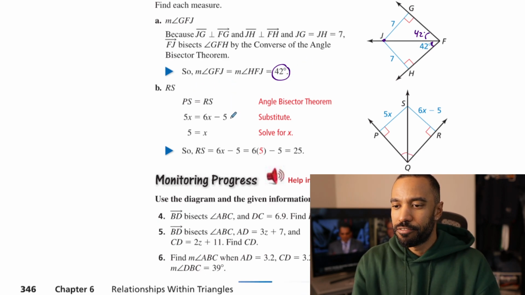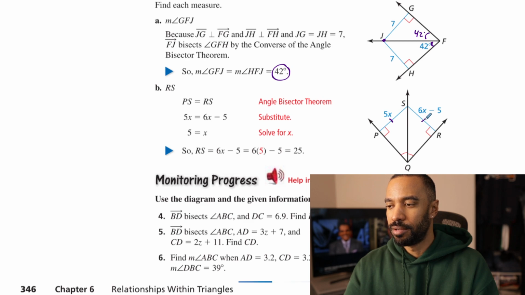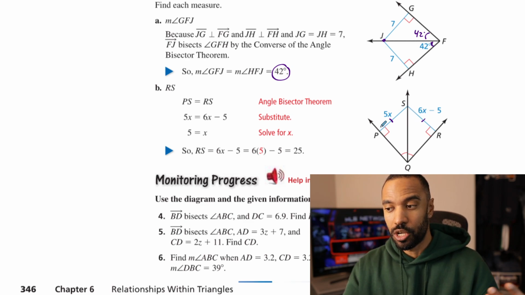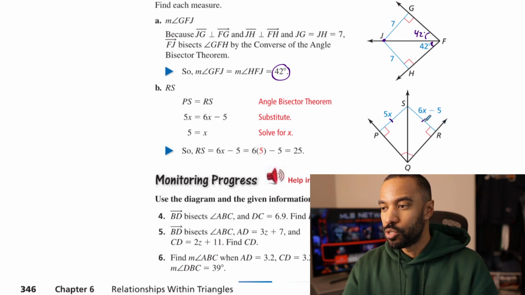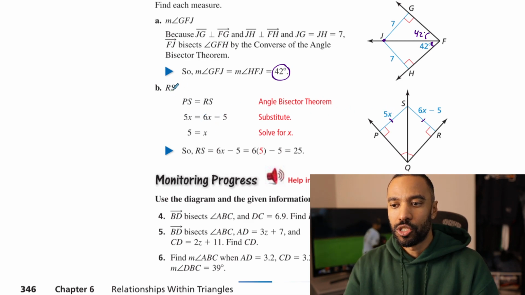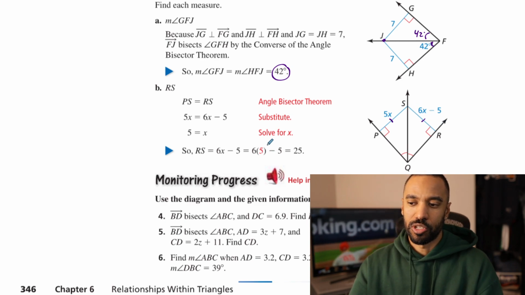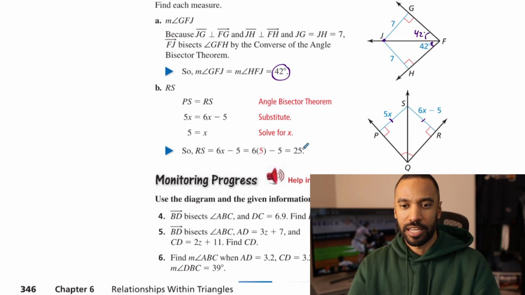Part B, the length of segment RS. Length of segment RS right here. We are given that there's an angle bisector here, QS, because of the congruent angles. Therefore, point S is equidistant from those two sides of the angle. So these two segments are congruent, you should say. So these two lengths being equal, you can set them equal to each other and solve for X. In doing so, we can find the length of segment RS, or this distance, by substituting that answer 5 in there to get 25.